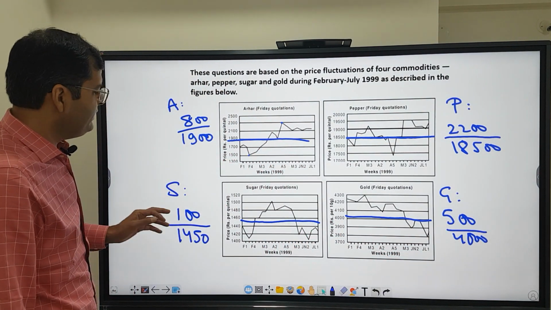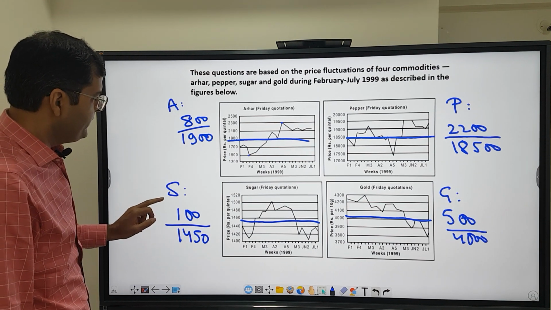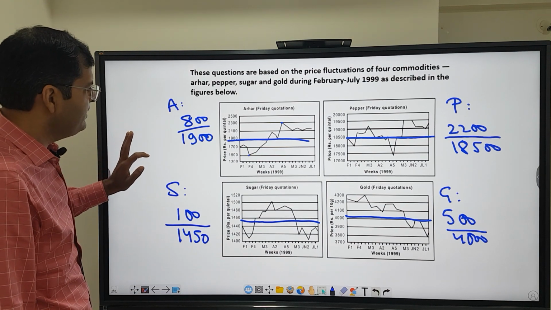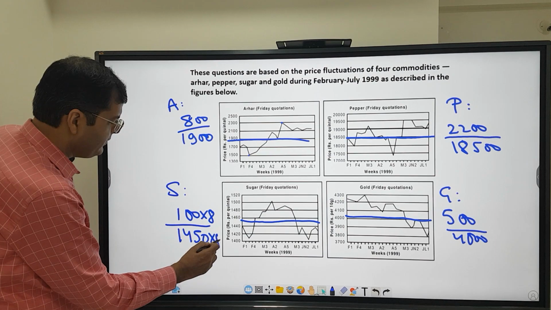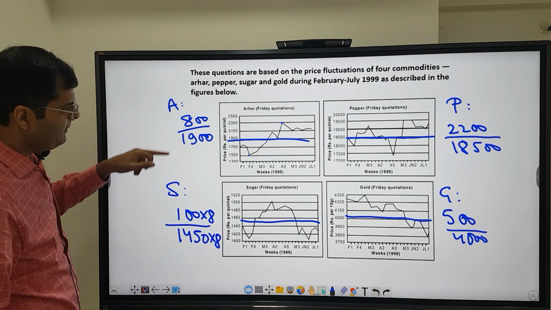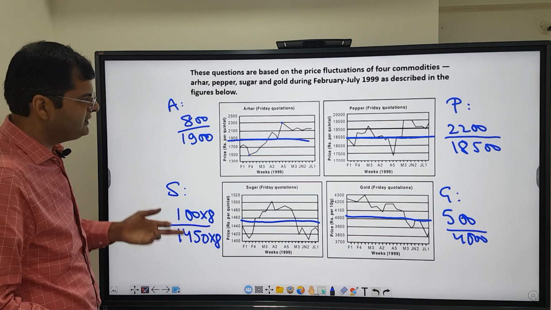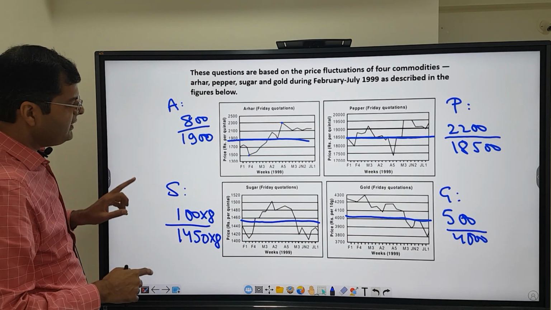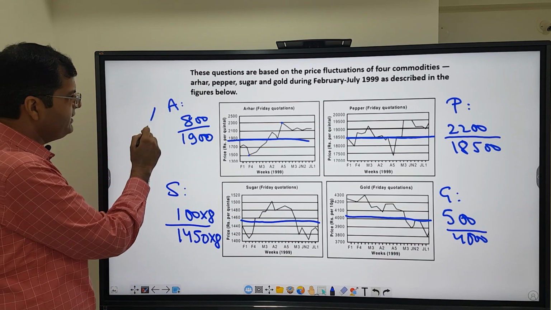So now 100 is a good number from where I can start to compare. 100 upon 1450, and let me compare 800 upon 1900. So I multiply the numerator and denominator by 8. The numerator becomes 800. The denominator, 1450 into 8, will definitely be greater than 1900. So the denominator is bigger and the numerator is the same. That means sugar is less than Arhar, so Arhar cannot be the answer.